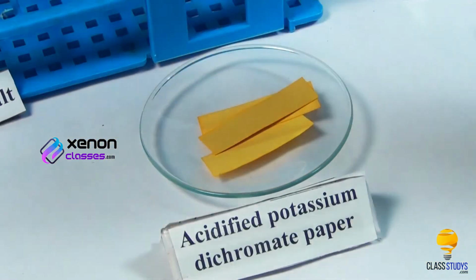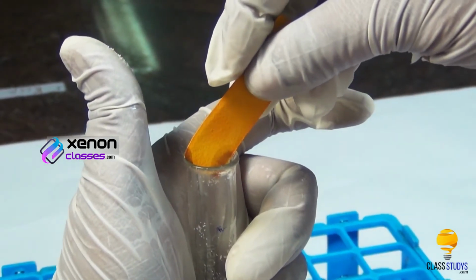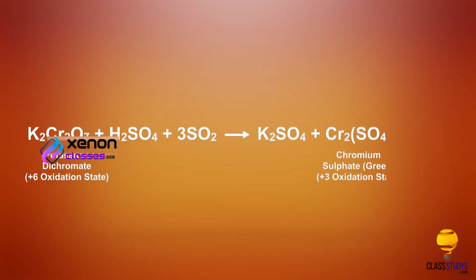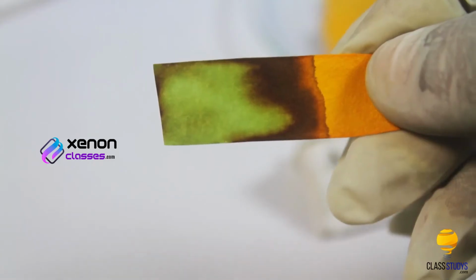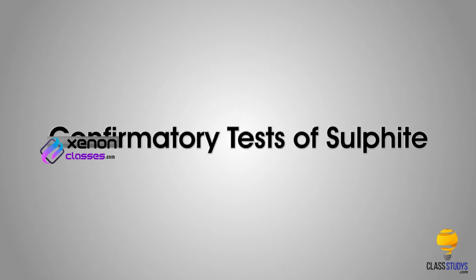Place an acidified potassium dichromate paper over the mouth of the test tube. In the presence of acid, sulfur dioxide reduces chromium in potassium dichromate from +6 to +3 oxidation state. Chromium in the +3 oxidation state gives green color to the acidified potassium dichromate paper. Next, we look at the confirmatory tests of sulphite.